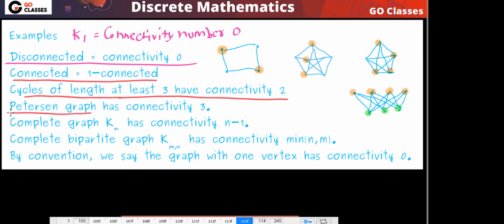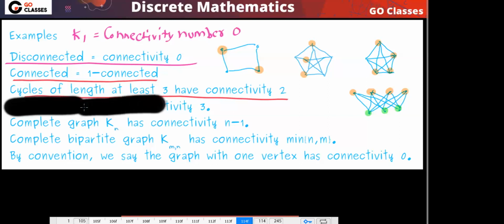This Petersen graph, there will be a separate lecture on this. I will record this video, don't worry about it. Right now, you don't have to worry about it. Just forget about it for now. So let me remove it so that you don't have to worry about it. We will see this in a separate video.